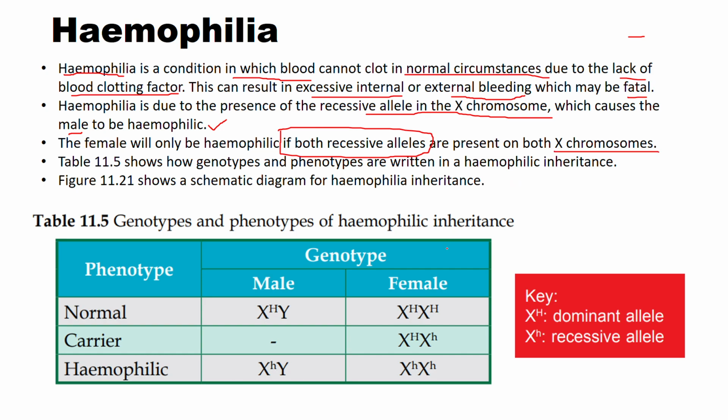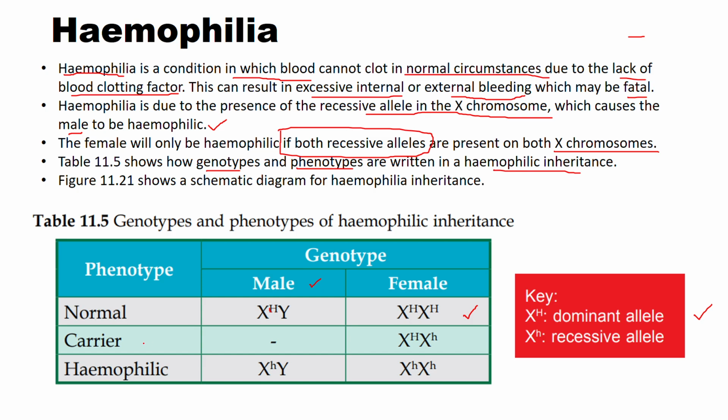So this table once again is showing how genotypes and phenotypes are written in a hemophilic inheritance. For a male to have this capital letter H, which means the dominant allele is present, there's no recessive allele, that means this male is normal for hemophilia inheritance. The same goes for the female. If she is homozygous dominant, that means she is normal.